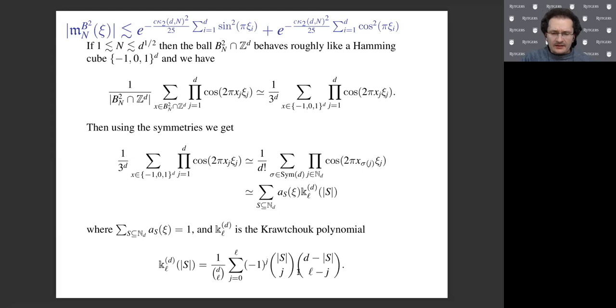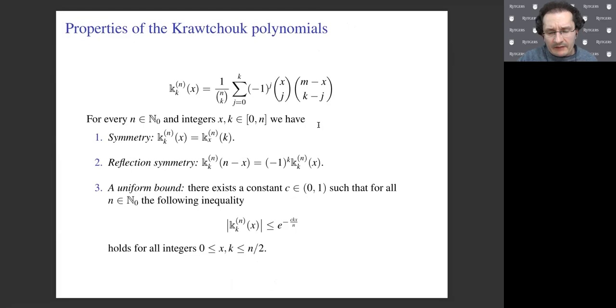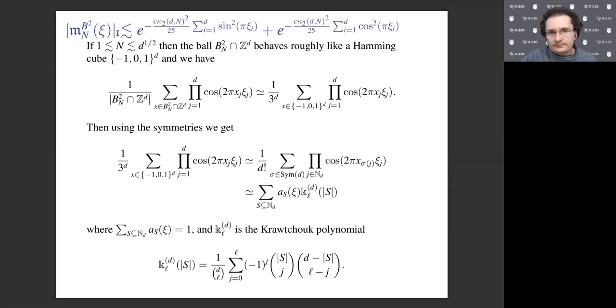These polynomials are very close to the hypergeometric distribution. And the Kravchuk polynomials have some nice properties, and this is what is most important for us. This is the bound at infinity, which is of this form. And now if we appeal to this bound, then we are able to obtain this estimate for the Fourier multiplier at infinity.